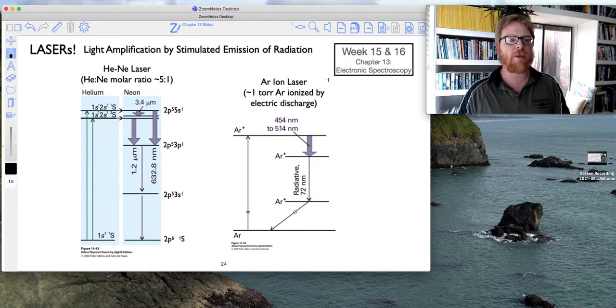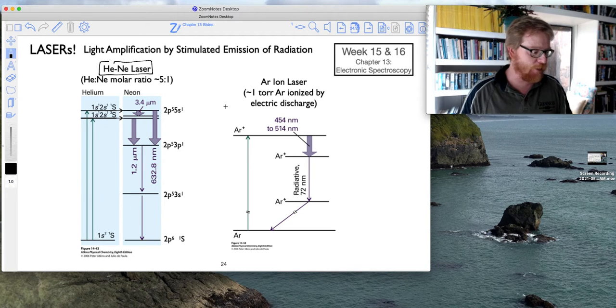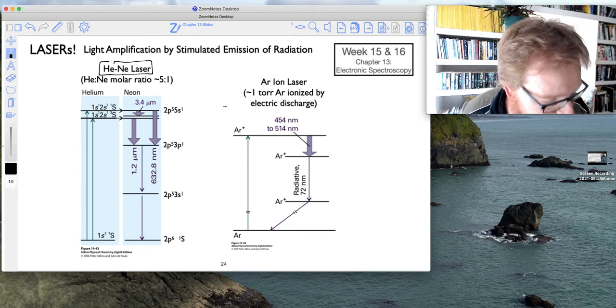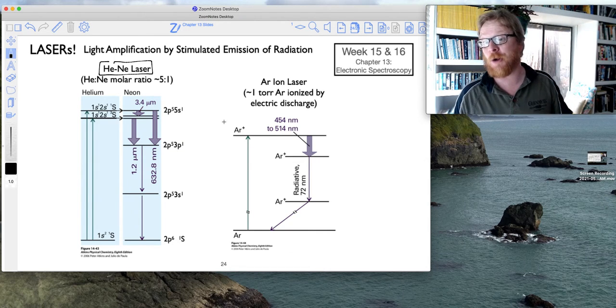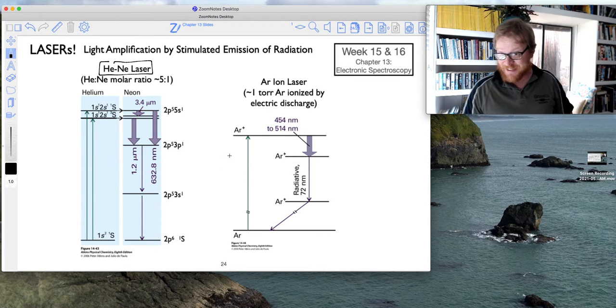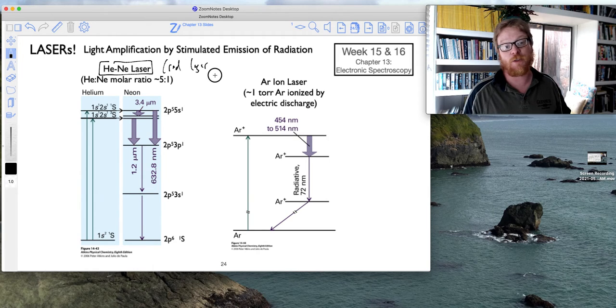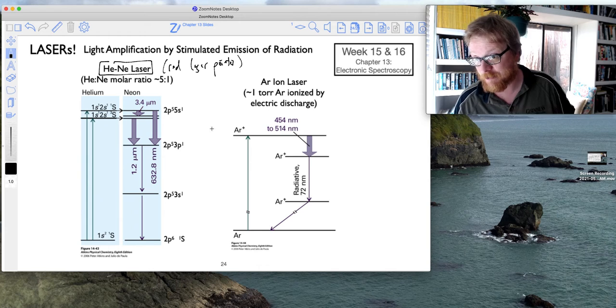So here are a couple examples. This is the classic, what we call the Heaney Laser. And of course, do I have my Heaney Laser pointer here? No, I don't. So you have all seen and probably even used a Heaney Laser. That is the classic red laser pointer that we commonly see used, right?